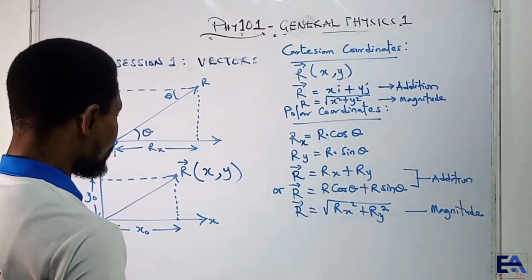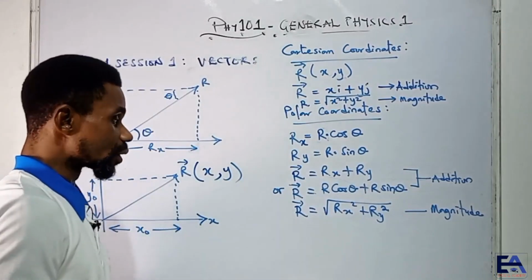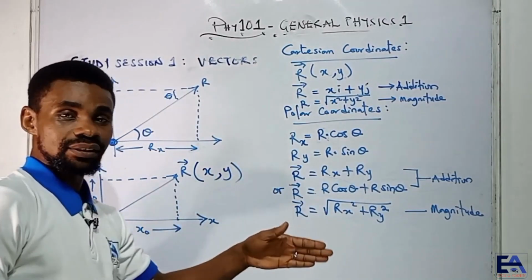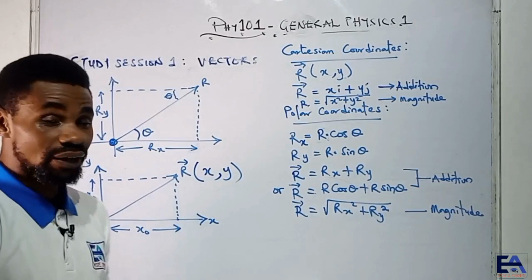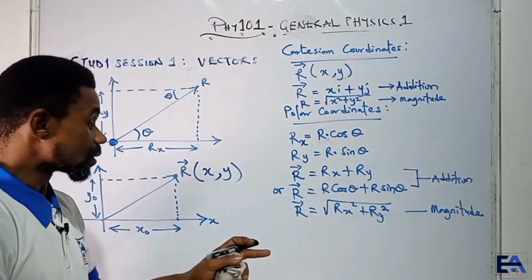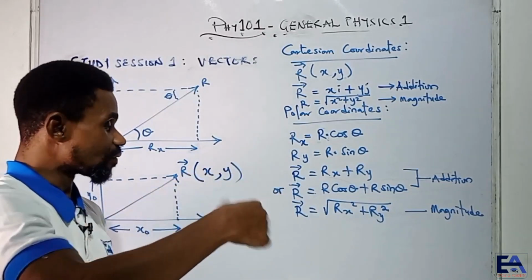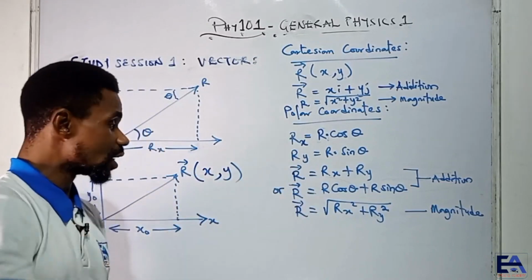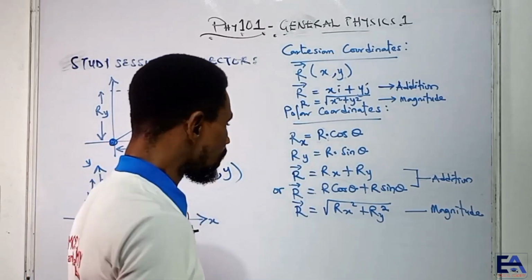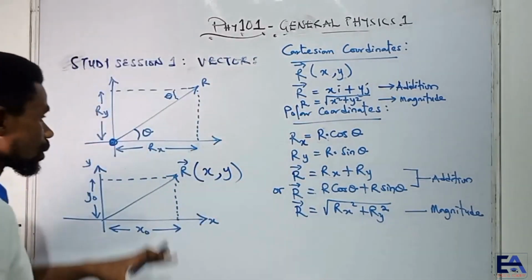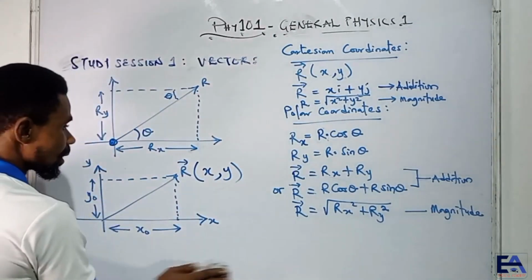And then remember to find the direction, you just take the y component divided by the x component. The inverse tangent of the ratio of the y component and the x component gives you the direction of the vector for a two-dimensional plane. And so that's that.